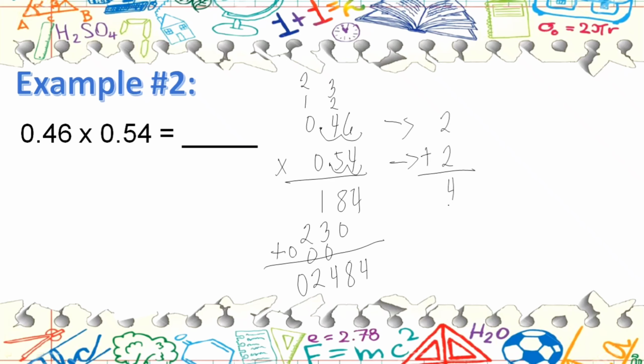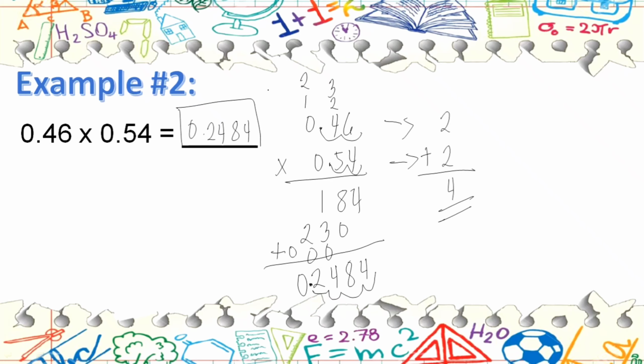So, kailangan yung ating final product merong 4 decimal places. So, mag-move na tayo simula sa likod nito. So, magkakaroon tayo ng 1, 2, 3, and 4. So, ang decimal point ay nasa pagitan ng 0 and 2. And our final answer is 0.2484.